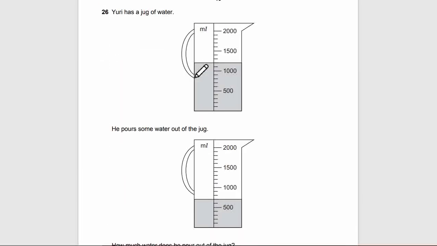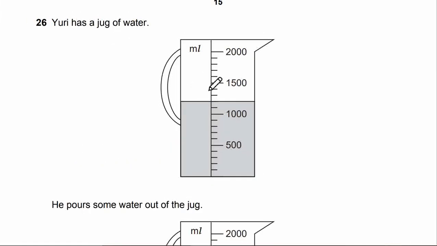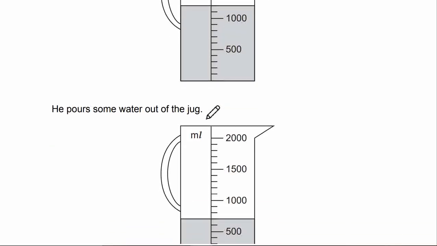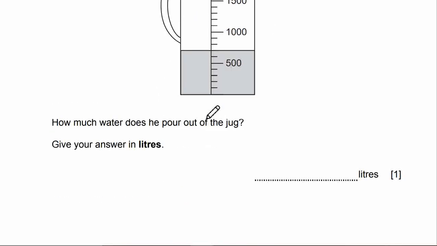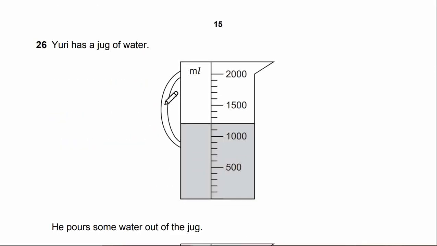Now number 26. Yuri has a jug of water. He pours some of the water out of the jug. How much water does he pour out? Let's see, this is in the middle between 1000 and 1500. So let's see how many small steps. 1, 2, 3, 4, 5. So the interval is 500, and then there are 5 small steps, so each step will be worth 100.